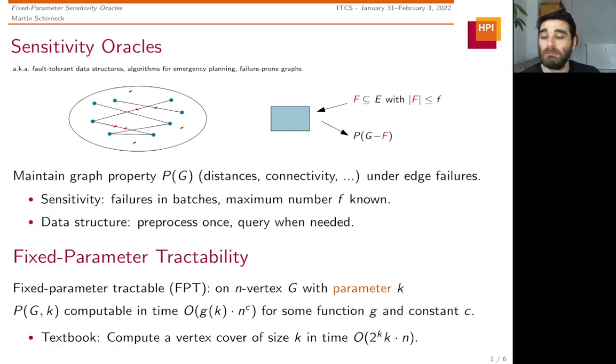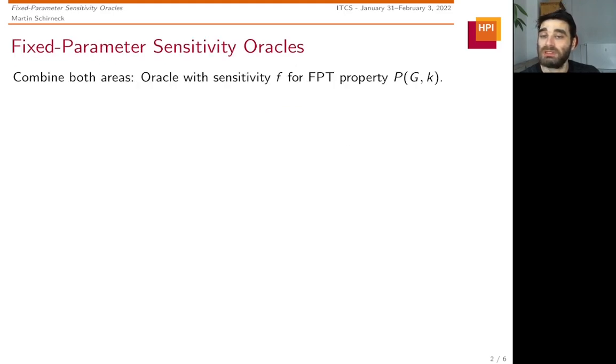And we observed that many FPT algorithms are somewhat innately fault tolerant. So for example, in this standard branching algorithm, in the same time bound, it does not only compute a single vertex cover, but all of them. From a decision point of view, this is redundant because we can just stop as soon as we find one solution. But this redundancy can also be interpreted as some kind of fault tolerance. And we propose fault tolerant sensitivity oracles to make this connection rigorous.